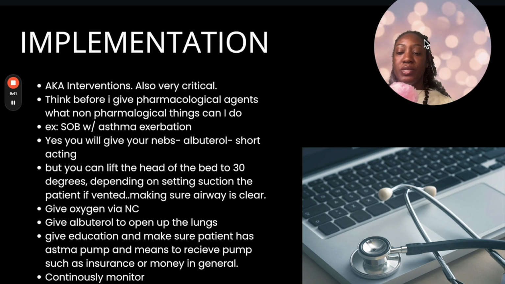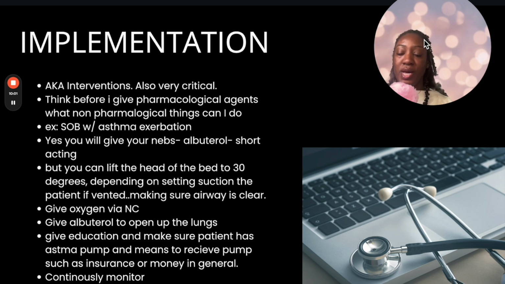And you continuously are monitoring this patient. They're hooked up to a cardiac monitor, and they have their oxygen probe on to make sure you're tracking their saturation. So those are interventions. That's what you can do for the patient.